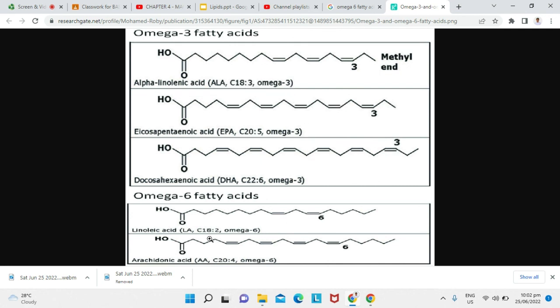Whereas kani, 18 siyang carbons, if i-count mo, then duha ka double bonds. Then omega 6. So counting from the omega end, 1, 2, 3, 4, 5, 6. So therefore, sa 6 carbon pa, na-locate ang first nga double bond counting from the omega end. Okay? So munang pasabutan ng omega 3 o omega 6.